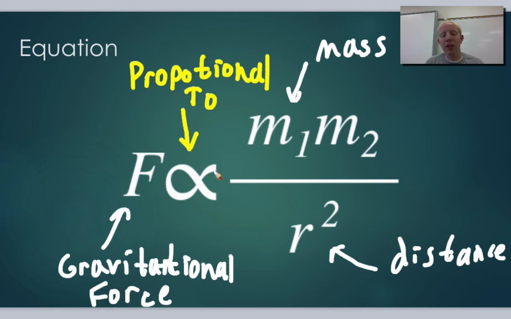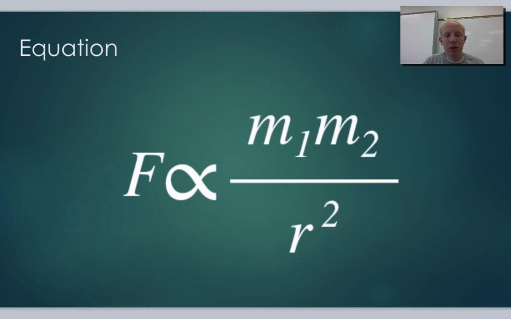But for right now, let's just think in terms of ratios and proportions, because it's still very powerful to think about these regardless of the actual amount. So force is proportional to the mass of the first object times the mass of the second object over the distance between them squared. So let's just look at an example problem.